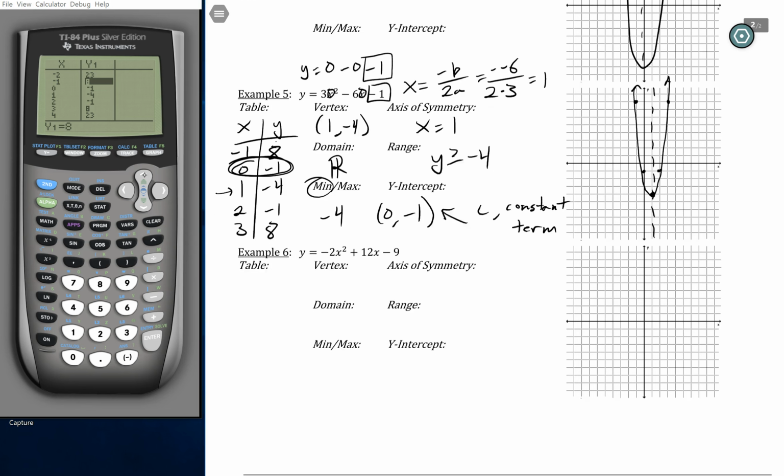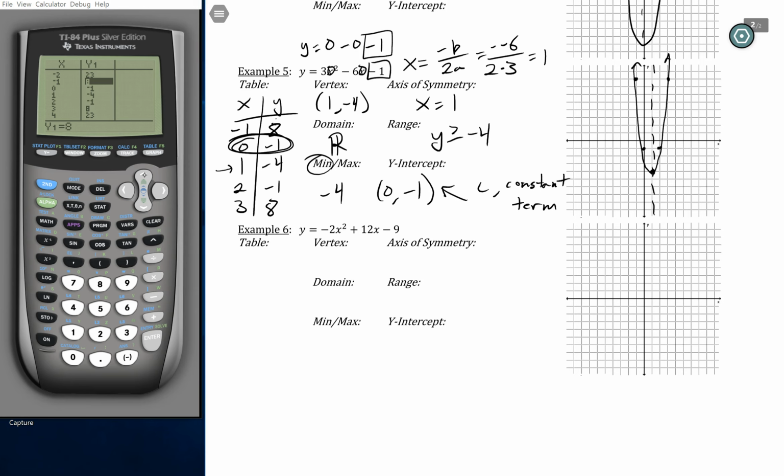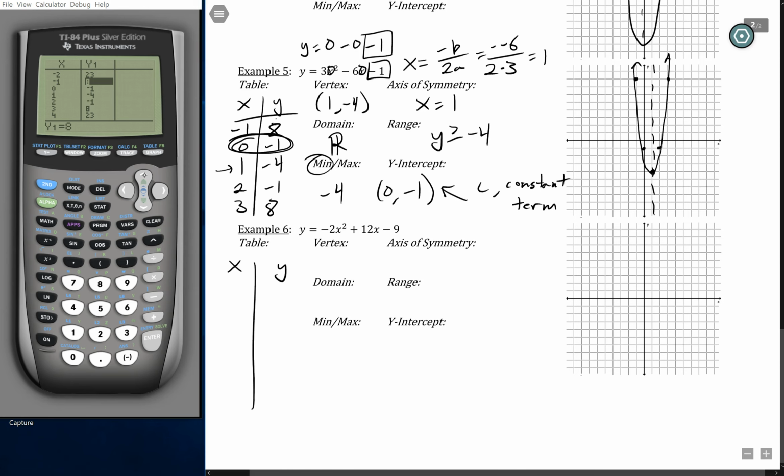So let's take a look at example number 6. Remember, I'm not just going to start barging in and making my table -2, -1, 0, 1, and 2. Because I can bet that since there is an x value in the middle, my vertex is not going to be 0. So don't make those points yet. Take them out. I need to use my formula.